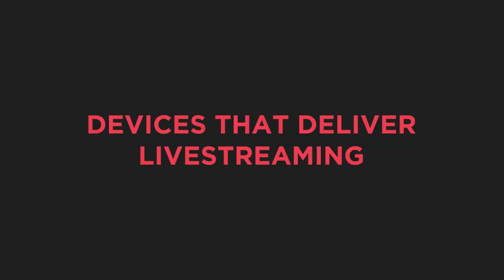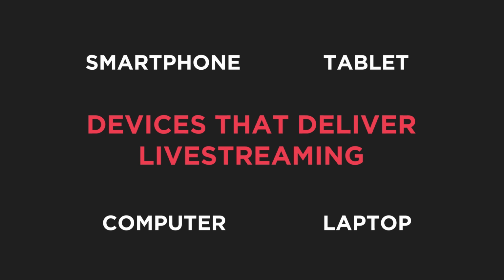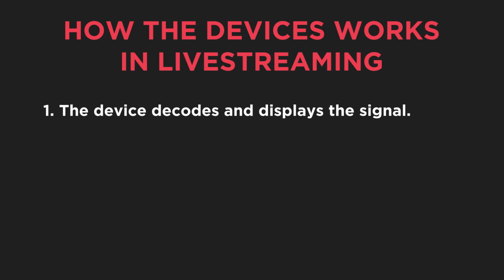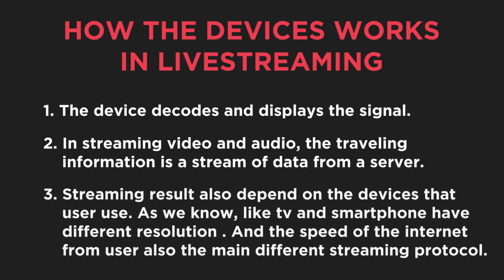Now, you must know the devices that receive the live streaming. We know that users use many types of devices for live streaming, like a smartphone, tablet, computer, and laptop. So we must know how the device works in live streaming. First of all, the device decodes and displays the signal. Next, in streaming video and audio, the traveling information is a stream of data from a server. So the streaming result also depends on the device that the user uses.